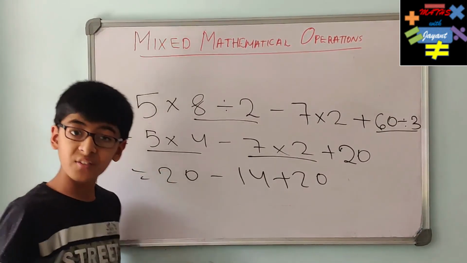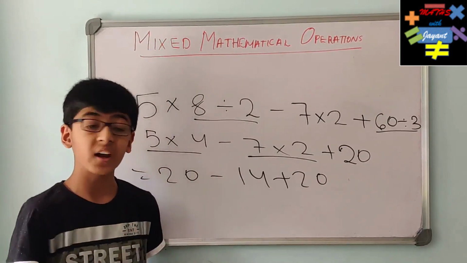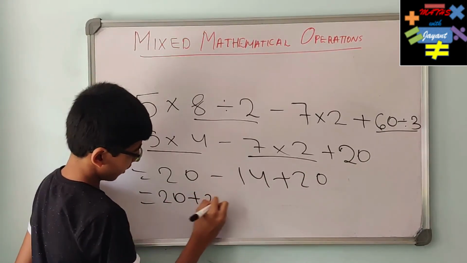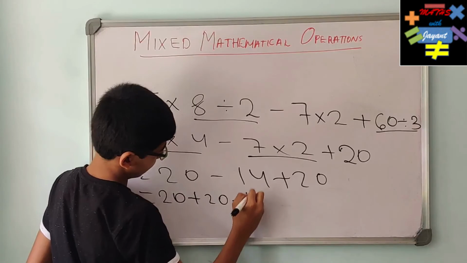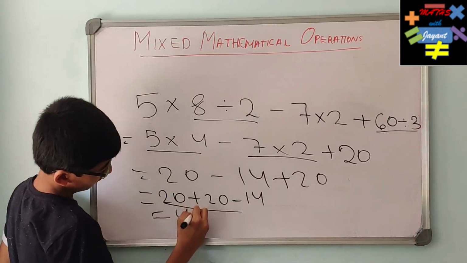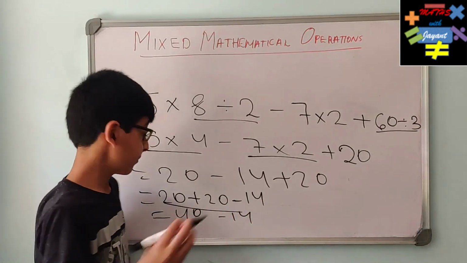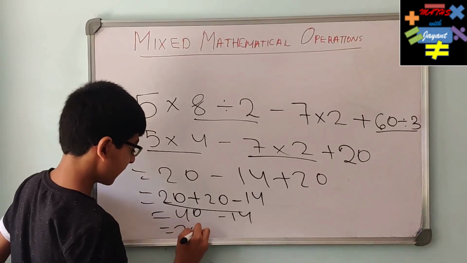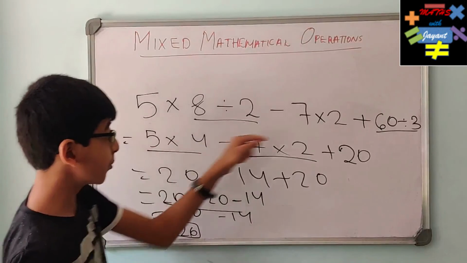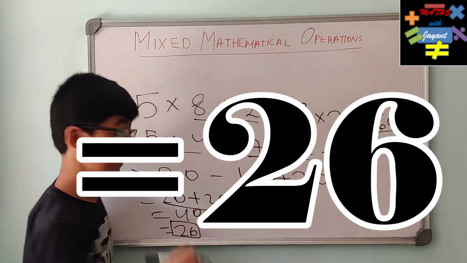So over here we first have minus, then we have a plus. First we are removing, then we are getting. So we have to rearrange the question. 20 plus 20 minus 14 becomes a new question. 20 plus 20 is 40, minus 14. Now 40 minus 14 is going to give us 26. So our final answer for this big question, we solve and we come all the way to 26.